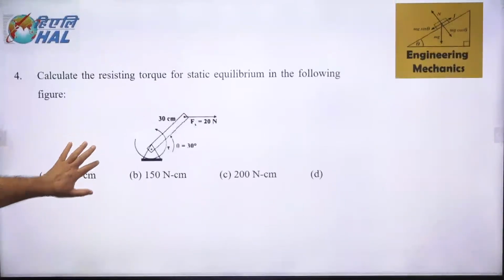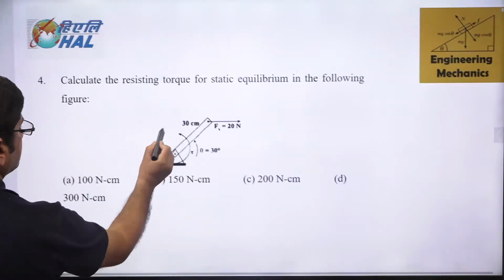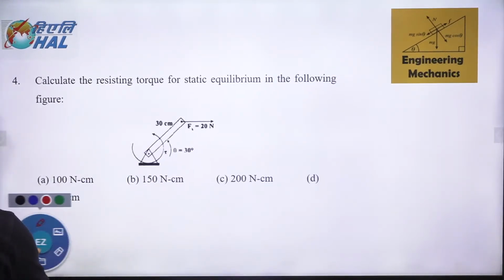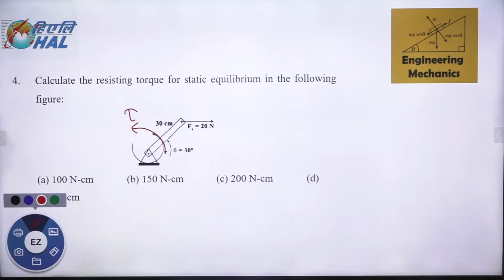Let's go to the next question now. This is the next question. You are to find out the resisting torque for static equilibrium in the following figure. So you need to tell what the resisting torque for static equilibrium is. There is a resisting torque. This is the resisting torque. We have to find out what this resisting torque will be. So how much is this torque tau acting?